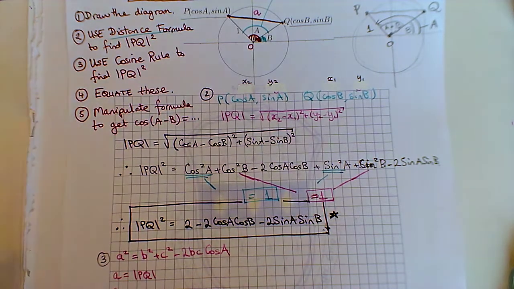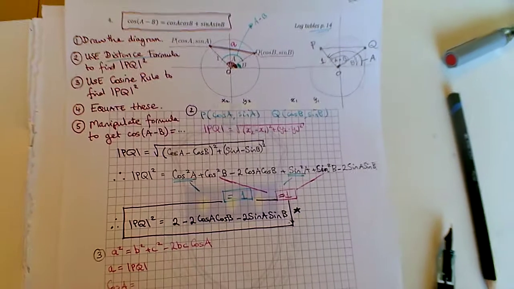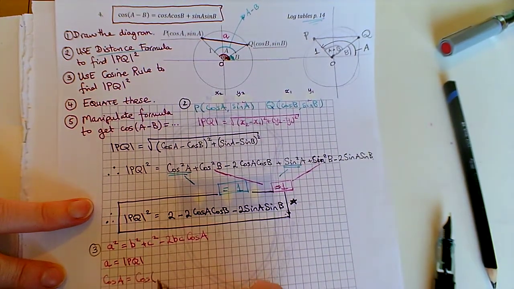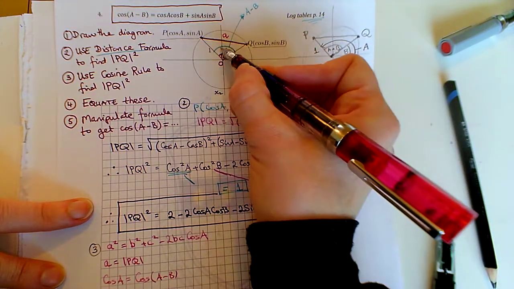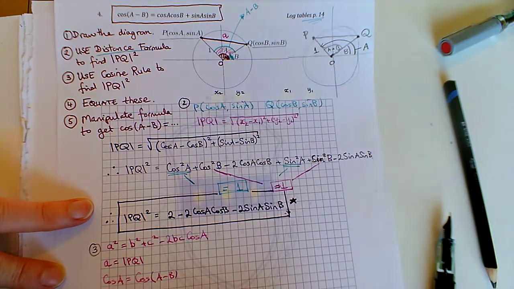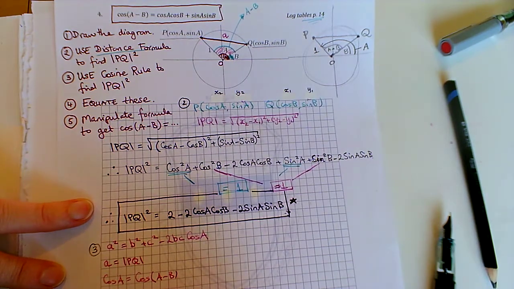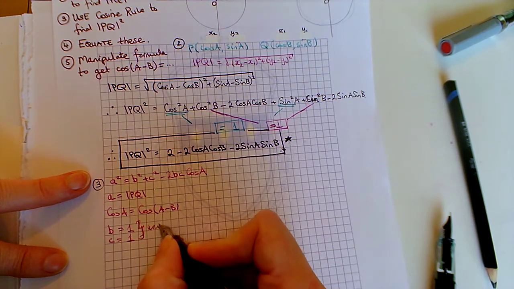Just lift this up a bit so we can see the diagram and my writing at the same time. Instead of cos of A, I'm going to have cos of A minus B, because that's the angle that's in here, A minus B. That's the angle in there. What are b and c? The other two sides of the triangle. So b is 1 and c is 1 because it's a unit circle.